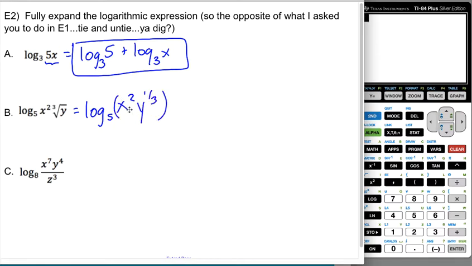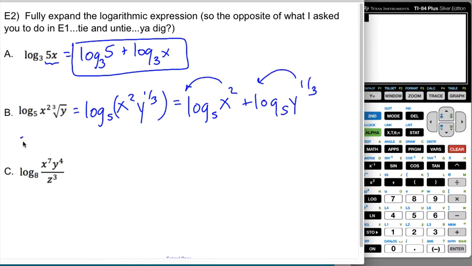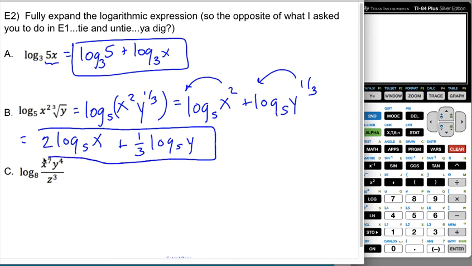So this is the same as an x to the 2nd times a y to the 1/3. When I split it up, that's going to be a log base 5 of an x to the 2nd plus a log base 5 of a y to the 1/3. And then I can drop both of those exponents down, right? So I'm going to end up getting a 2 log base 5 of x plus a 1/3 log base 5 of y.